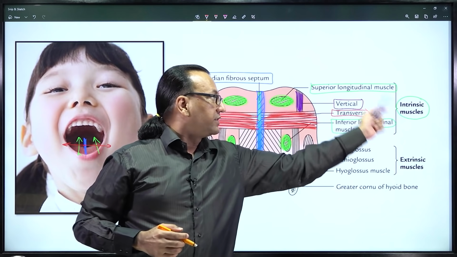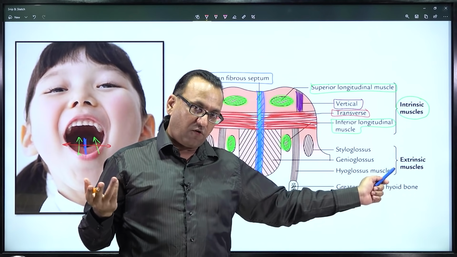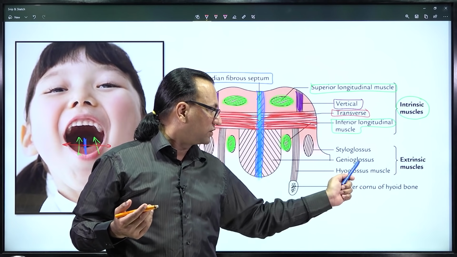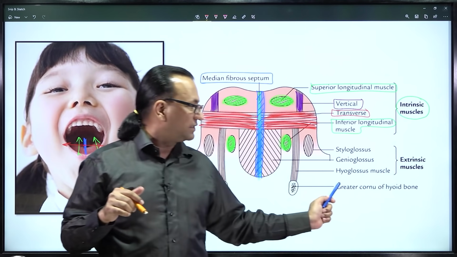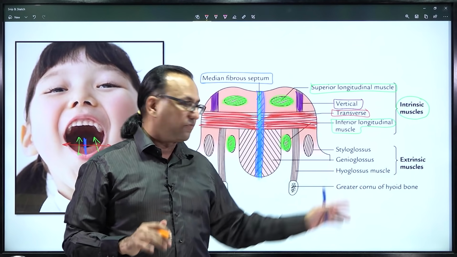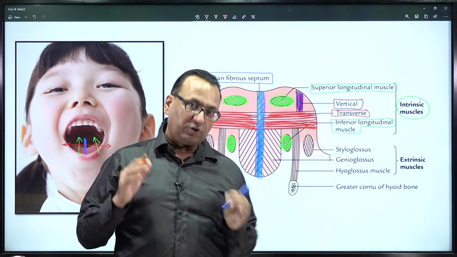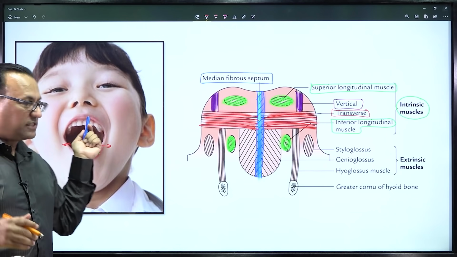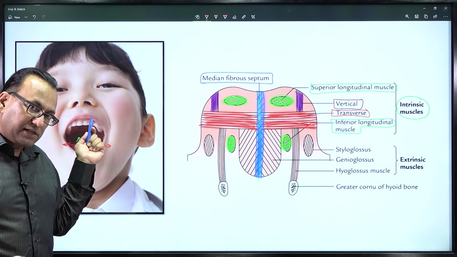Total 4 intrinsic muscles: 2 longitudinal, 1 vertical, 1 transverse. And 4 extrinsic also. Which extrinsic is not mentioned here? What we see here is styloglossus, genioglossus, hyoglossus, but not the palatoglossus. Palatoglossus is the muscle which does not develop from the occipital somites. All these muscles develop from occipital somites except palatoglossus, and hence all of them are supplied by the 12th nerve, hypoglossal nerve, except palatoglossus, because palatoglossus is a muscle of the palate developing in the 4th pharyngeal arch. Vagus accessory complex is the nerve supply.